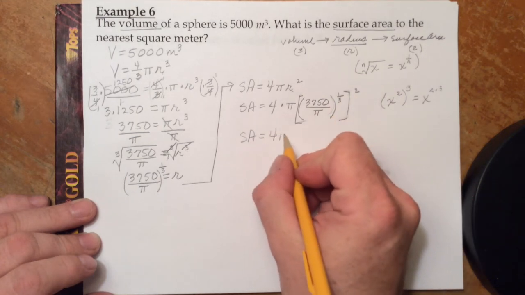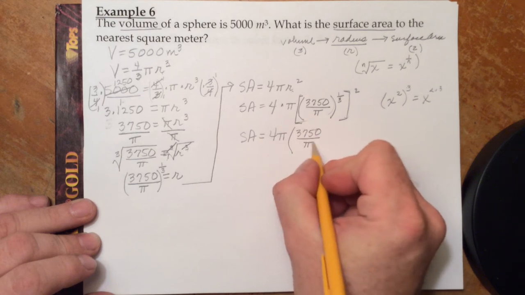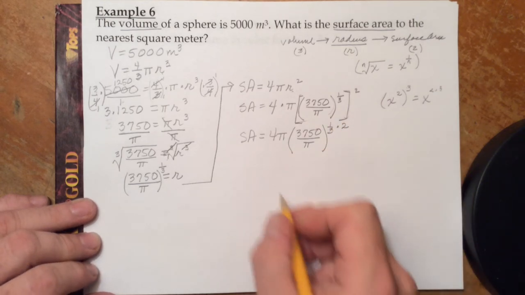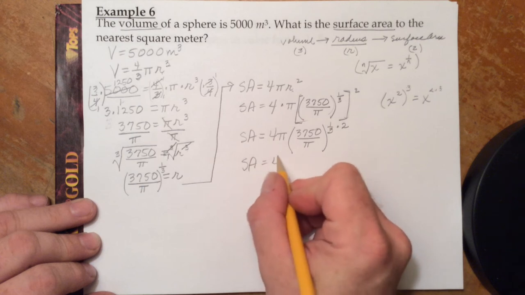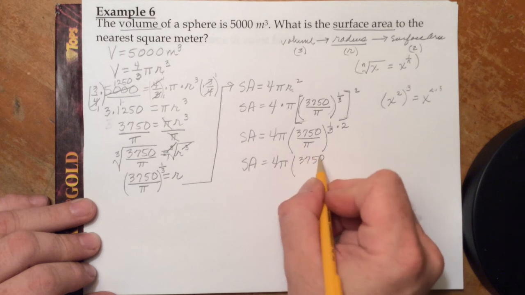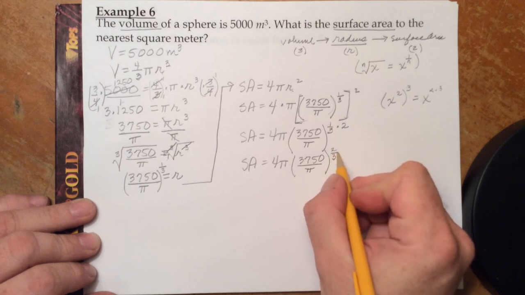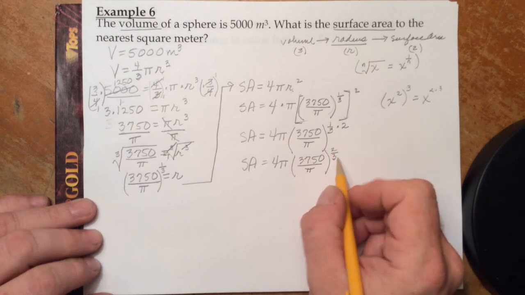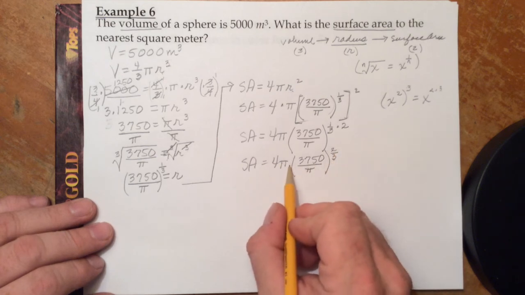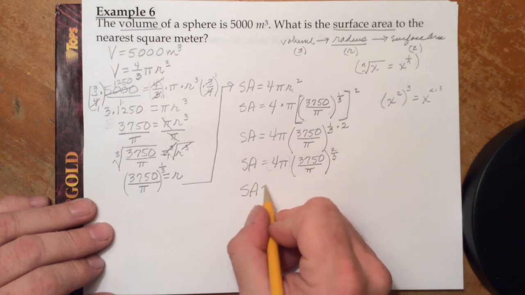So we have 4 pi times 3,750 over pi to the 1/3 times 2 power. So the surface area is 4 pi times 3,750 over pi to the 1/3 times 2, which is 2/3. So the exponent is 2/3. Now, we can't cancel these out because this is to the 2/3 power and this is to the first power. This is about as far as we can go, and now we find an approximation.